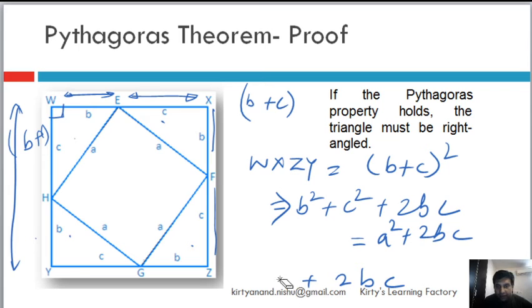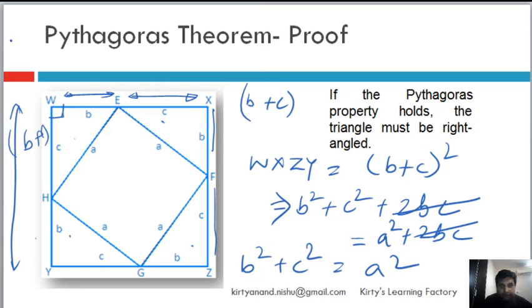Okay, so 2bc on both sides of the equation. We will simply cancel it, and what do we get? b square plus c square equal to a square. Now you have to ask me two questions, like how b plus c whole square is this one. So that I will tell you, but we have proven it.